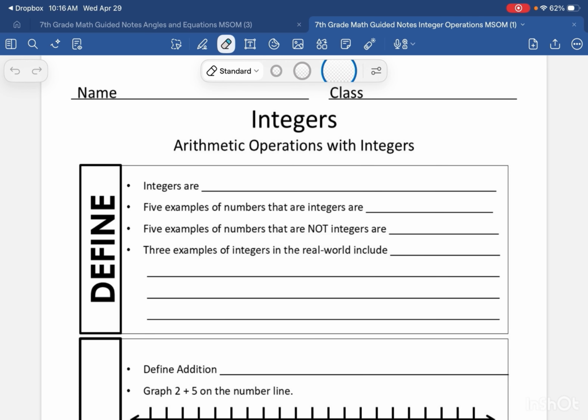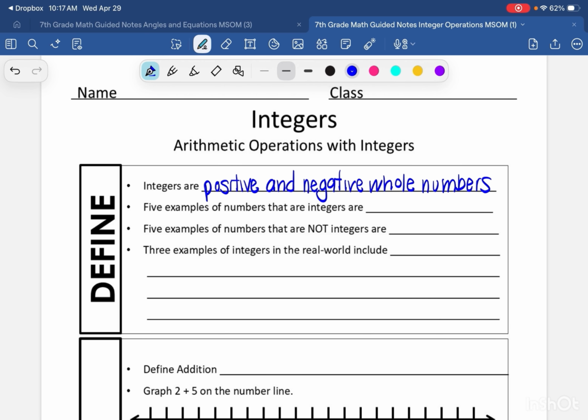Integers are positive and negative whole numbers. Remember that whole numbers are your counting numbers like 1, 2, 3, 4, 5 plus 0. Integers would be the negatives as well. So maybe -1, -2, -3. 5 examples of numbers that are integers would be 1, 2, 0 is an integer, and then negatives, maybe -8, -10.